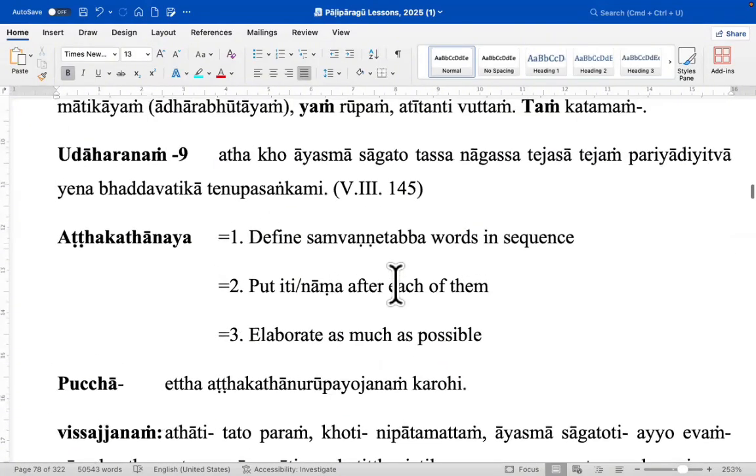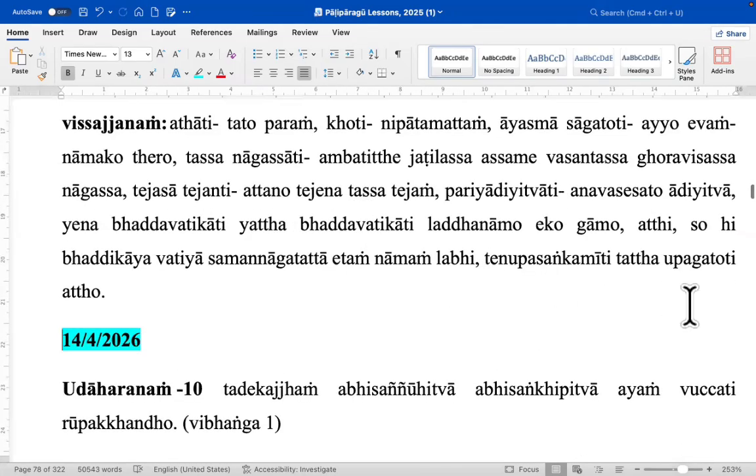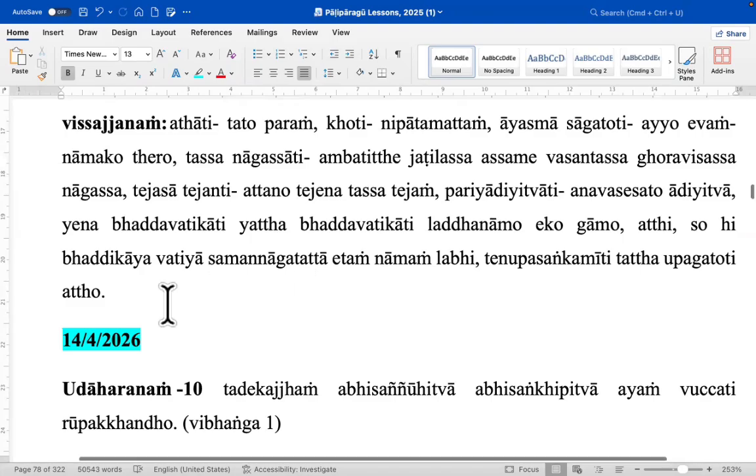This sentence, right? Already finished, right? So we already translate here, up to this.